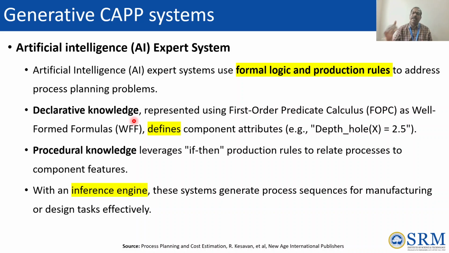So it should be defined like the value is 2.5, like that it is going. So this kind of declarative knowledge, or we need to have a procedural language. What is procedural language? If-then rules we need to make for production. So, okay, if the component reaches this particular diameter, like 20 diameter, then we need to do some threading.